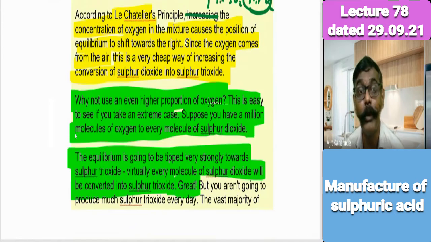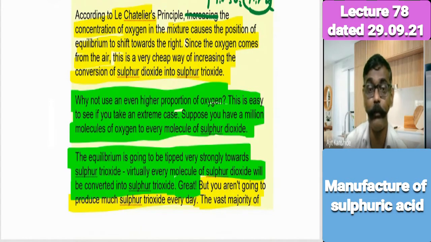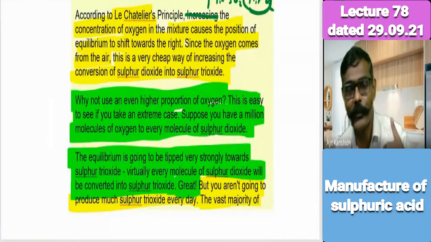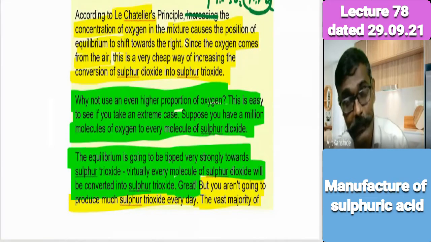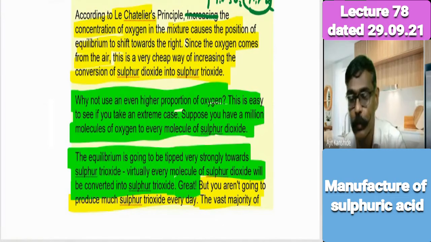Great thing. But pay attention. We are not going to produce sulfur trioxide like that every day. Spontaneity is not our only concern. By the way, equilibrium is also important. Production also is important.